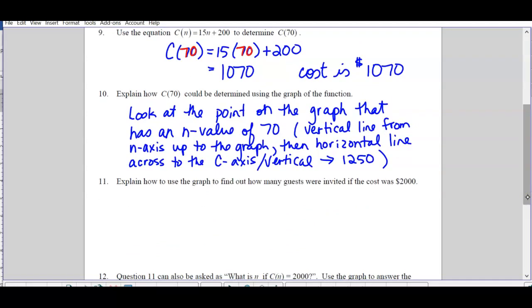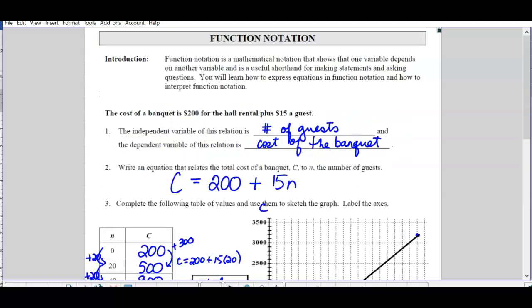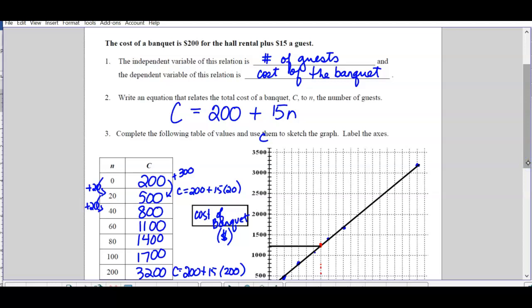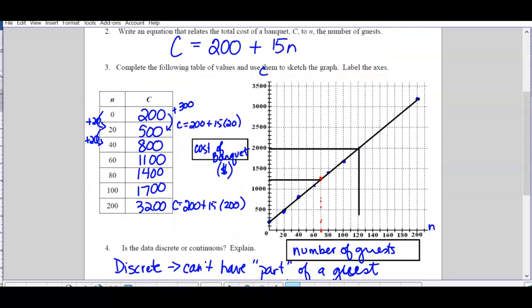Okay, and then explain how to use the graph to find out how many guests were invited if the cost was 2,000. So now we know our cost value, and we want to go across to 2,000. This is a little bit easier to see here. So I'm going to try a line again, 2,000 to there, and it looks like it's exactly, now if I do a line from there, oops, I gotta move this. Then here, it looks like it goes right down to 1,200.